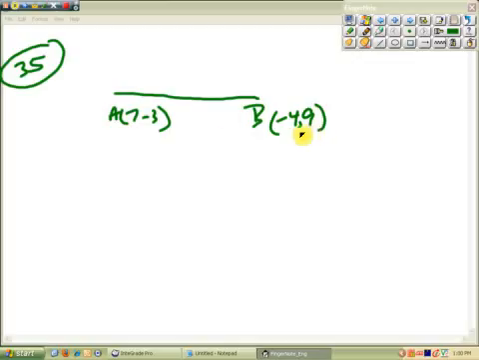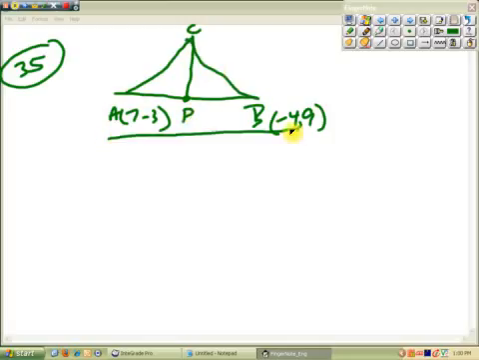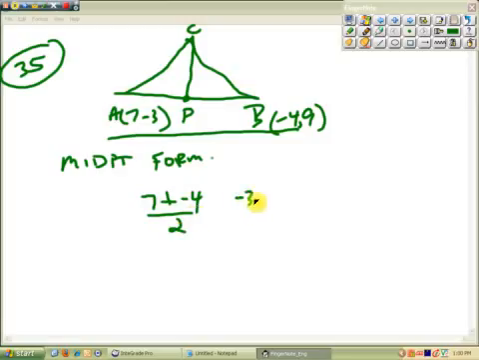So if point C was up here, this would be the midpoint, because CP is a median. By definition of median, P has to be the midpoint between A and B. So we're going to use the midpoint formula. We get 7 plus -4 divided by 2, those are your x values, and -3 plus 9 divided by 2. This is 3 over 2, comma, 6 over 2, but 6 over 2 converts into 3. So your answer is D.